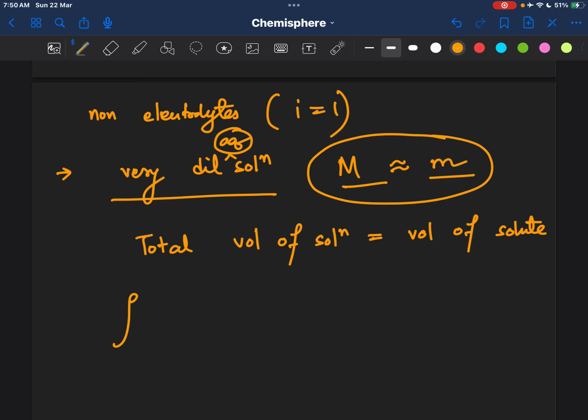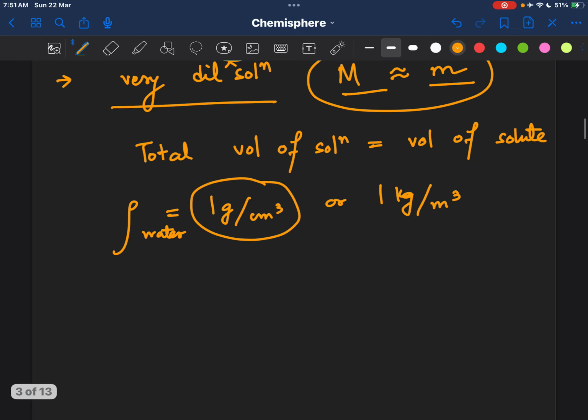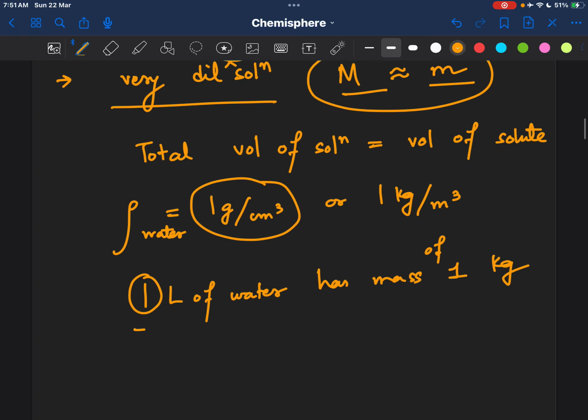So we know that the density of water is 1 gram per centimeter cube, or 1 kg per meter cube. So you can clearly see that since the density is 1 gram per centimeter cube, we can say that 1 liter of water has a mass of 1 kg. So magnitude wise, the volume of the solution and the mass of the solution are equal.